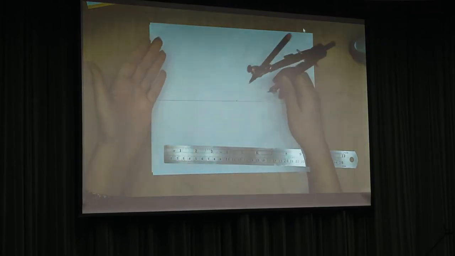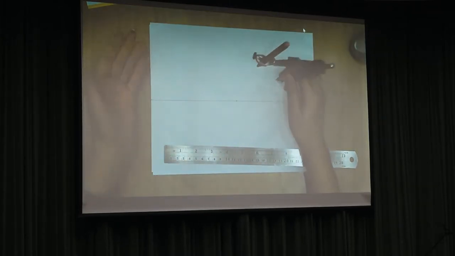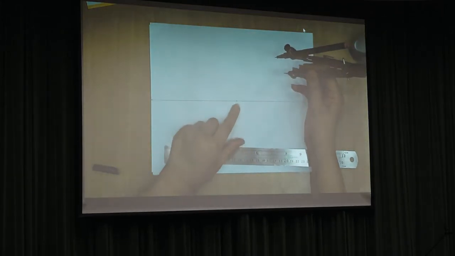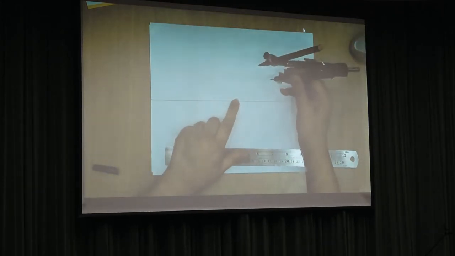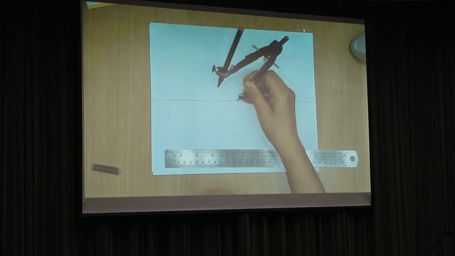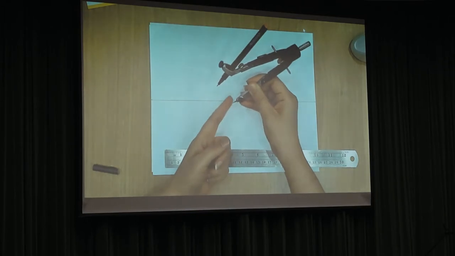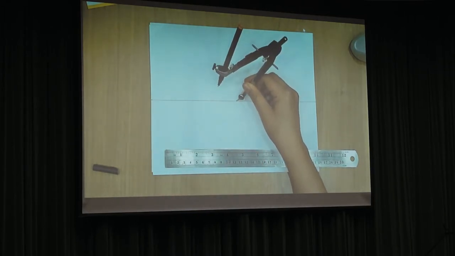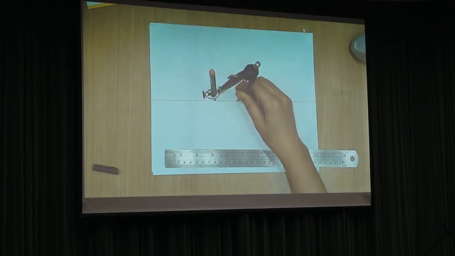So geometry has symbolism. I will just speak a little bit about symbolism. We start with a point. It's a small circle. Geometry starts with a circle, starts with this point. I'm placing my pointy part on the center point, and I will make a circle.